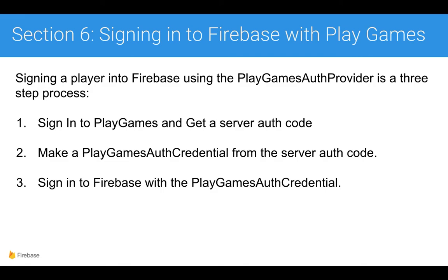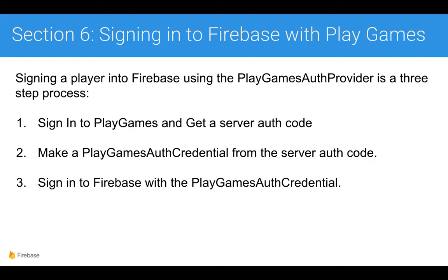Section 6 is the final section on how to put everything together. Signing a player into Firebase using the Play Games Auth provider is a 3-step process. Step 1, sign into Play Games and get a server auth code. Step 2, make a Play Games Auth credential from the server auth code. And Step 3, sign into Firebase with the Play Games Auth credential.